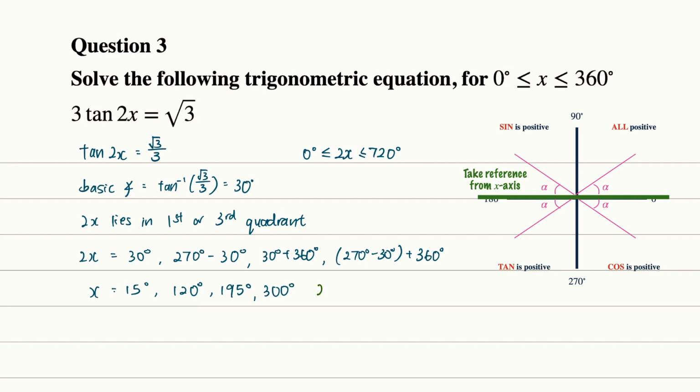Thus, 2x is equals to 30 degrees, 180 degrees plus 30 degrees, because we are taking reference with respect to the x-axis, and 390 degrees and 210 degrees plus 360 degrees. Now to find the exact value of x, all we need to do is to divide 2 on every term. So we have 15 degrees, 105 degrees, 195 degrees, and 285 degrees.